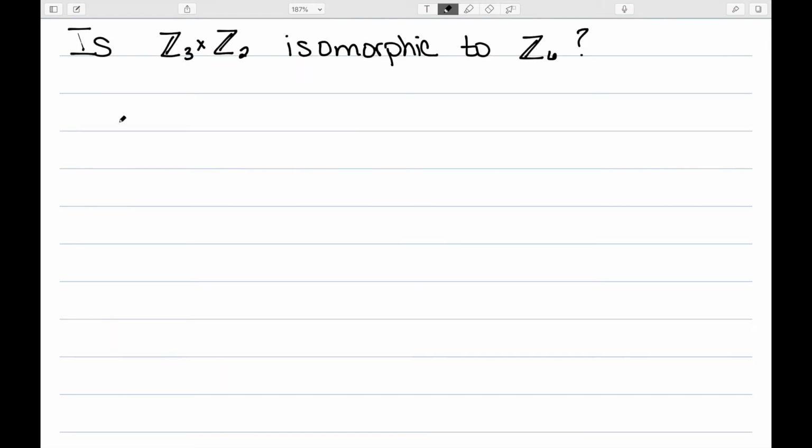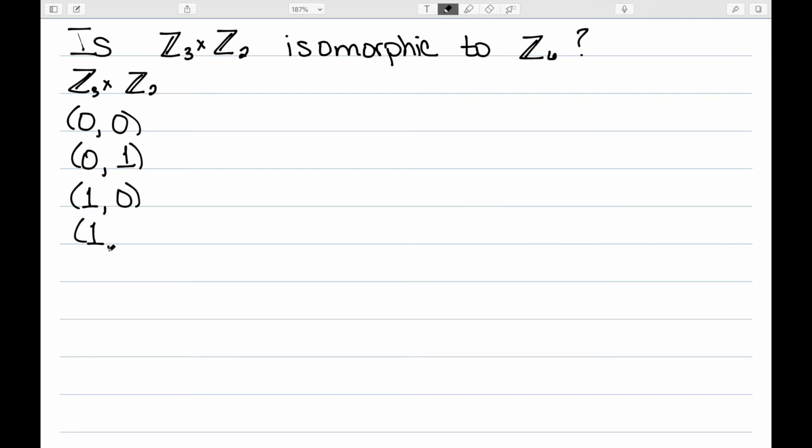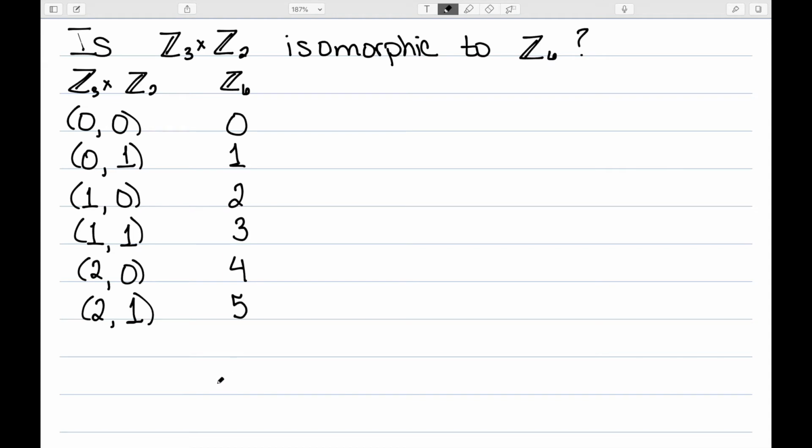Is Z3 cross Z2 isomorphic to Z6? So let's start by listing out these elements to get a better idea. This would be 0,0; 0,1; 1,0; 1,1; 2,0; and 2,1. Meanwhile, Z6 is 0, 1, 2, 3, 4, and 5.